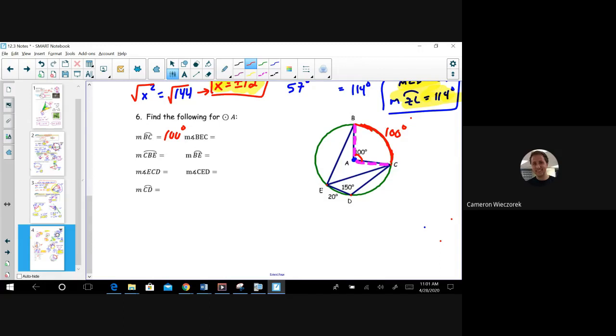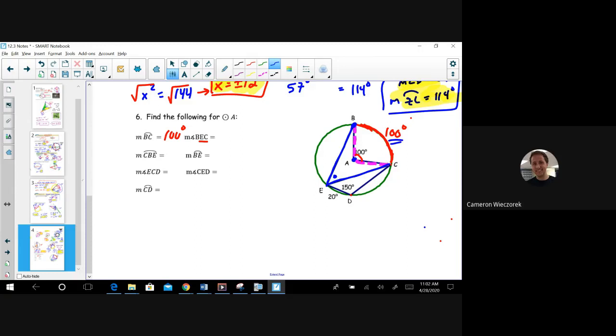Well, what else do they want? They want angle BEC, which let's see if we can trace that back. That's this angle right here. If I trace those chords out, I trace it out to B, and I trace it out to C. Look at the arc between your pointer fingers. That's the 100-degree arc we already found.